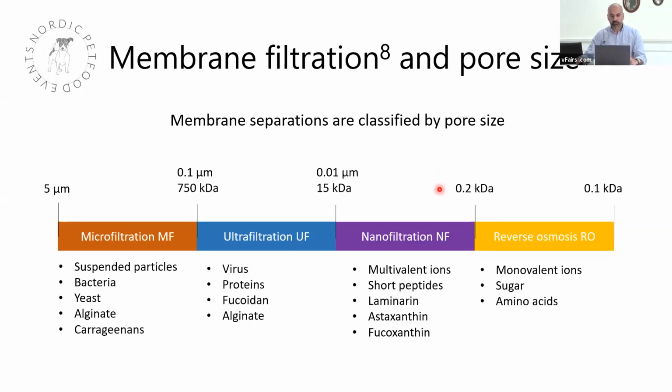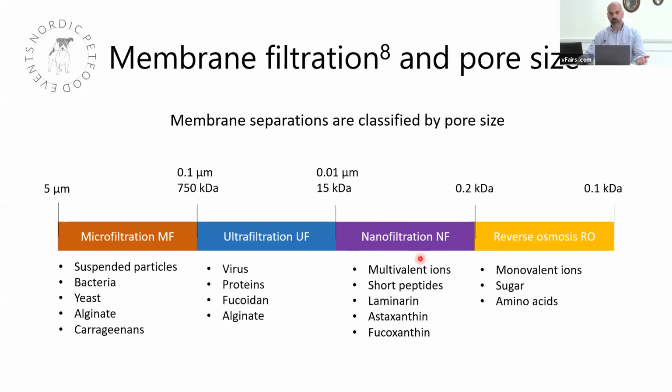Then we have ultrafiltration, which is in the range from 0.01 micron to 0.1 micron. Here we can also use kilodalton, from 15 to 750. What is normally filtered there is viruses, proteins. When it comes to algae, probably fucoidins, alginate as well. Because here it depends on the size of the polymers and the molecules which separation system one will decide to use.